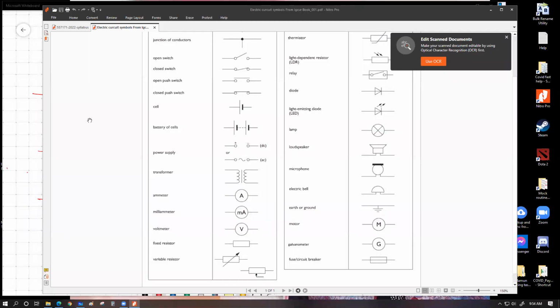Alright, so have a look at the difference between the fixed resistor and the circuit breaker. So a fixed resistor means it will maintain its resistance no matter what. So if it's labeled let's say 10 ohm, it's gonna be 10 ohm forever. Nothing will change its resistance.